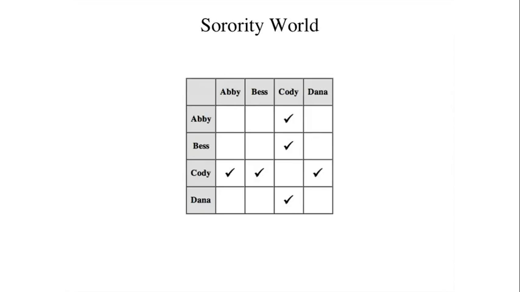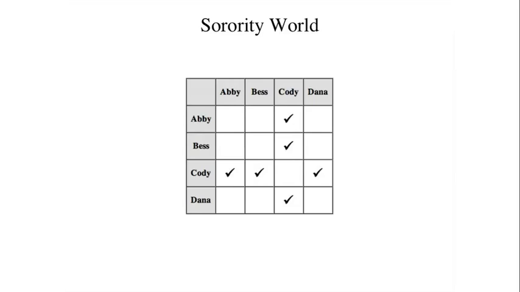Consider the interpersonal relations of a small sorority. There are just 4 members: Abby, Bess, Cody, and Dana. Some of the girls like each other, but some do not. Here's one set of possibilities. Abby likes Cody, Bess likes Cody, and so forth.